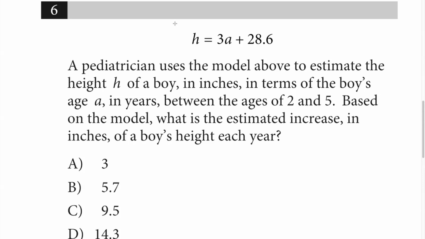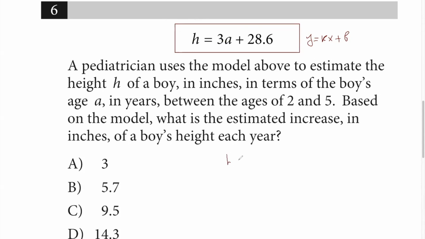Question number 6. Here we have the formula again. It is again a linear equation. H is 3a plus 28.6, which is the same as y equals kx plus b. You see, 3 is the slope here. And the question is, what is the estimated increase in inches of the boy's height each year?